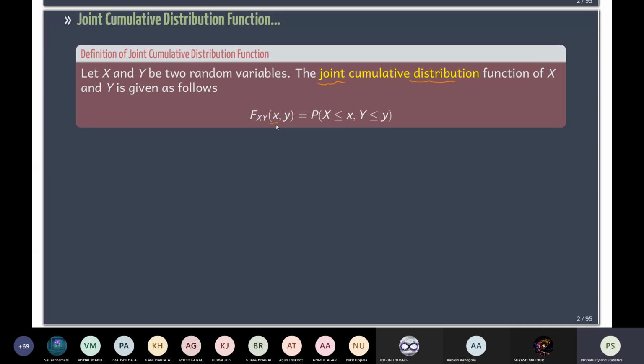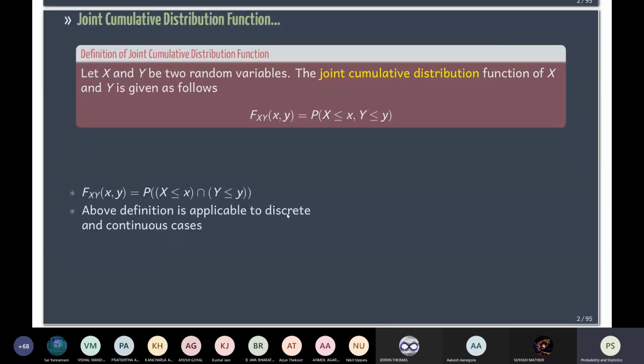Notations are the same. It's just that now I have 2 parameters, and I am asking for X less than or equal to x and Y less than or equal to y. It's a simple extension of the previous case. By definition, this comma does mean intersection. So the CDF of X and Y is the probability that X is less than or equal to x and Y is less than or equal to y.